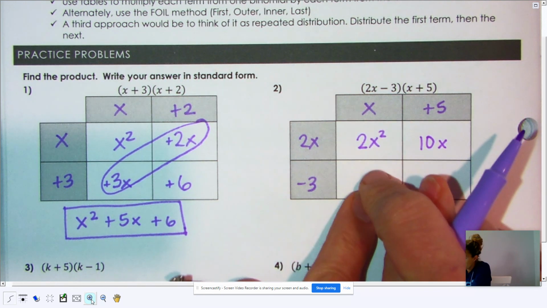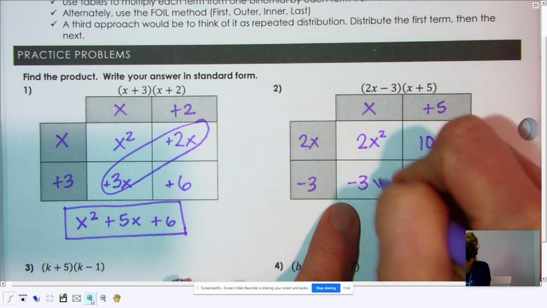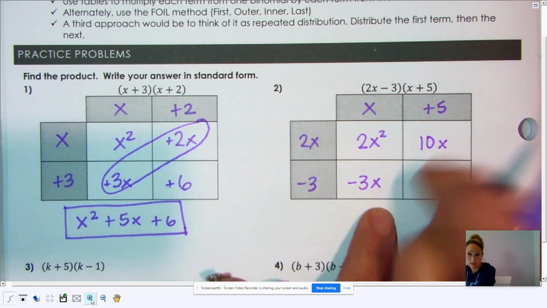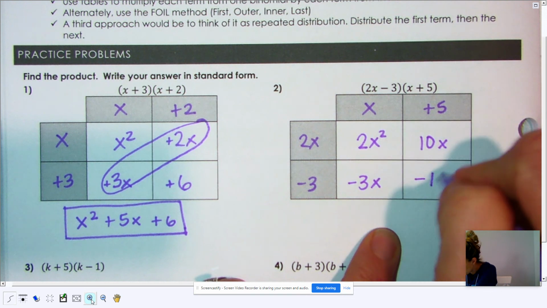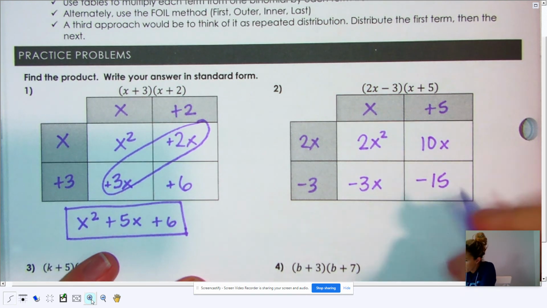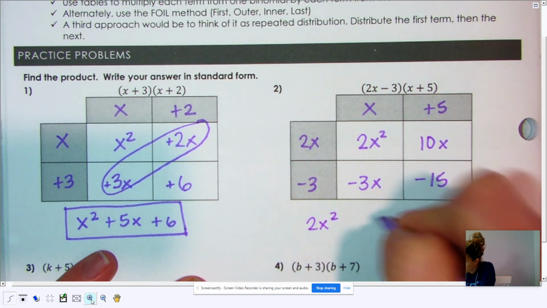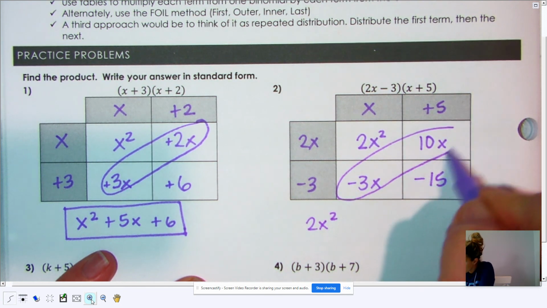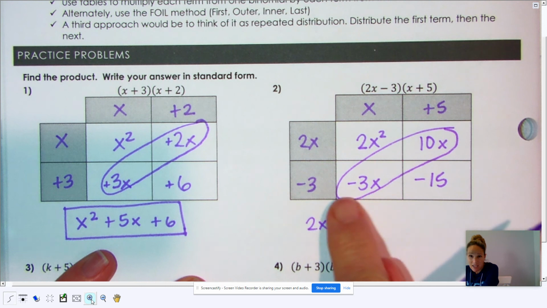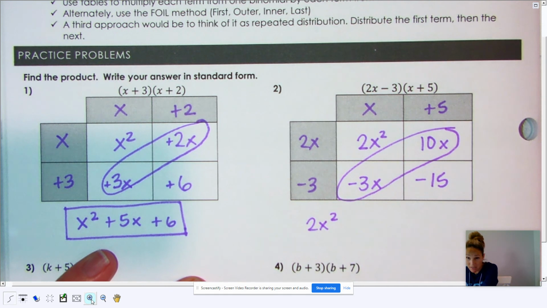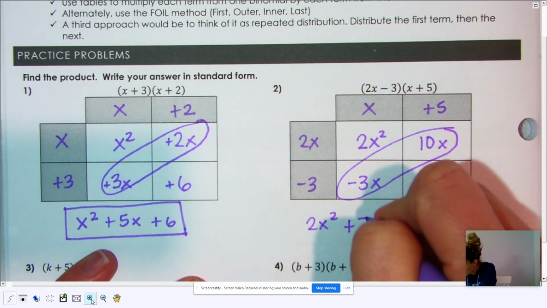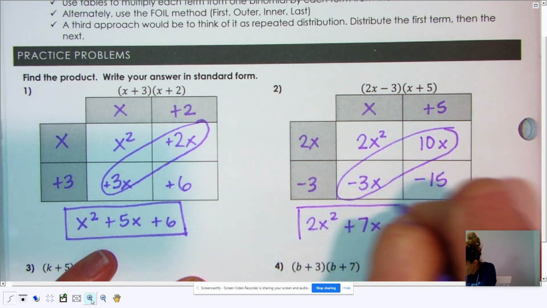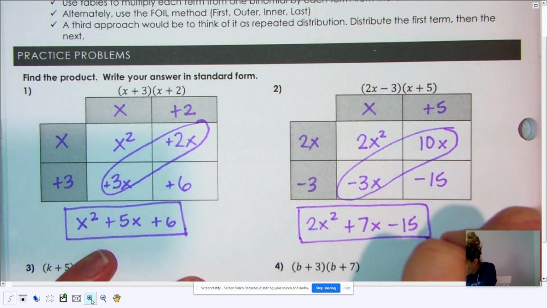Then negative 3 times x would be negative 3x, and then 3 times 5 would be 15, and then a positive times a negative would be negative 15. So I'm going to write those all out. We have 2x squared, and then we're going to put these together. So I've got 10, take away 3, which gives me 7, and it's positive, so you have to write a plus there. And then I have the minus 15. So I'm going to draw a box around that. That is my answer. Okay.